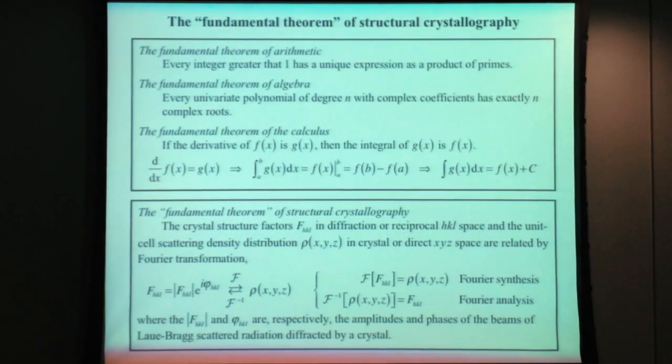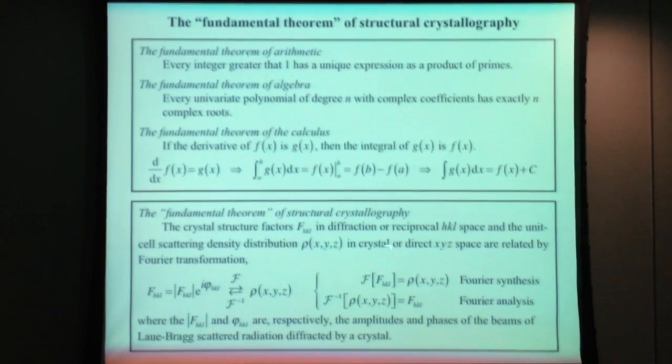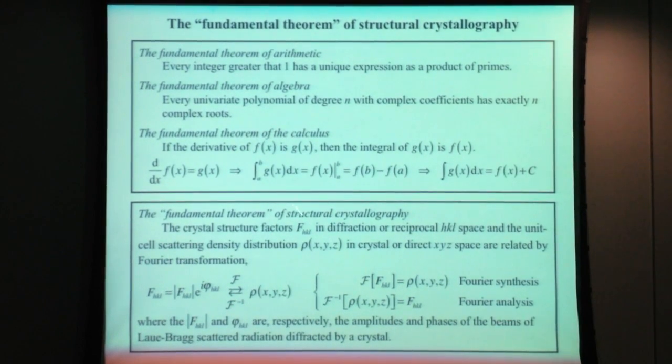So Fourier analysis for us is, in essence, the fundamental theorem of structural crystallography. That is, we have the structure factors, in general complex valued, in reciprocal space, or HKL space, and we have the scattering density distribution over the unit cell, or electron density in our case, in crystal space, XYZ space, and these two are related by Fourier transformation. One is the Fourier transform of the other, and vice versa.